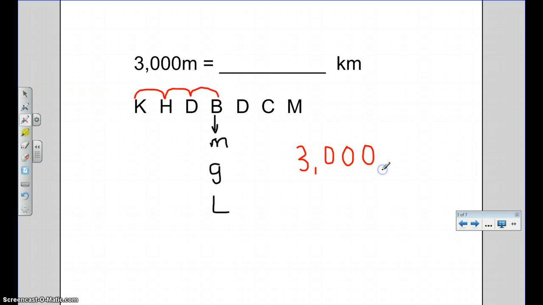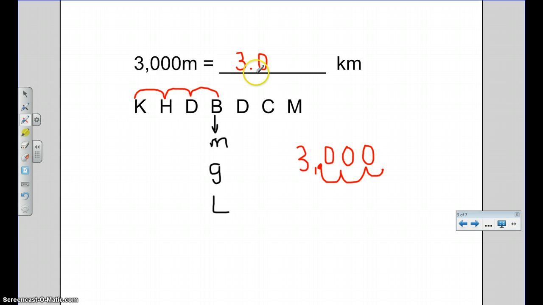Yes, I can always put a decimal place at the end of a number and not change its value. So here's my decimal. I need to move it in the direction left, and I need to move it 3 times. 1, 2, 3. So now I'm going to replace that comma that was there with a decimal point, and I can write 3.0000 forever, or I can just write 3.0.